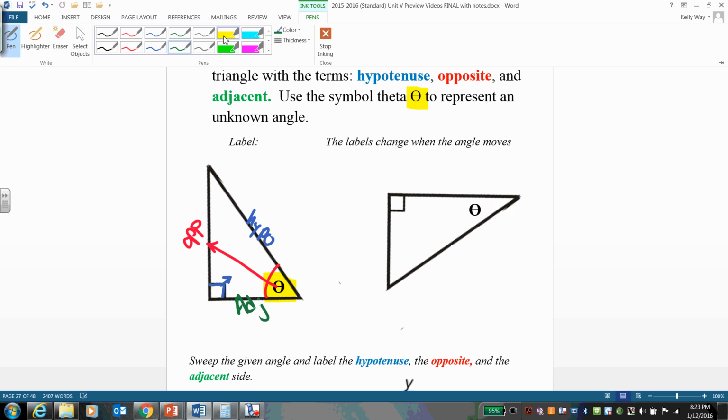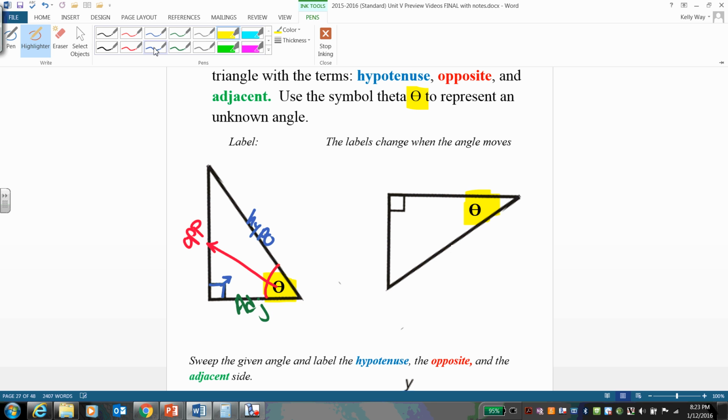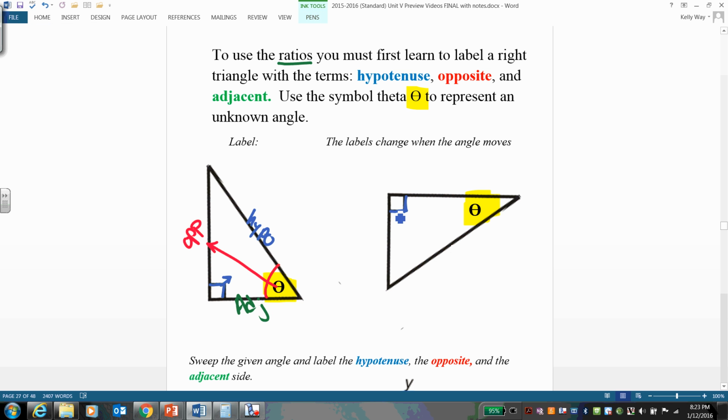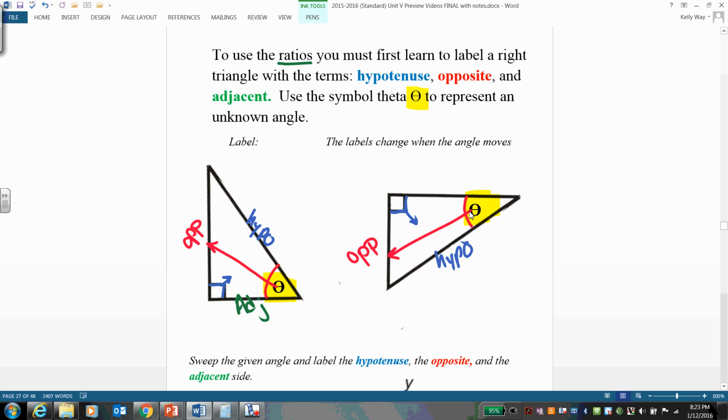Let's try another one. Our theta's here now. Notice it moved. Trace the right angle. The right angle points to the hypo always. That never changes. Sweep the theta. Now draw an arrow opposite of the theta, and that's called the opposite side. And then the side right next to it, that's not the hypo, that's called adjacent. Very important, you can accurately label these.